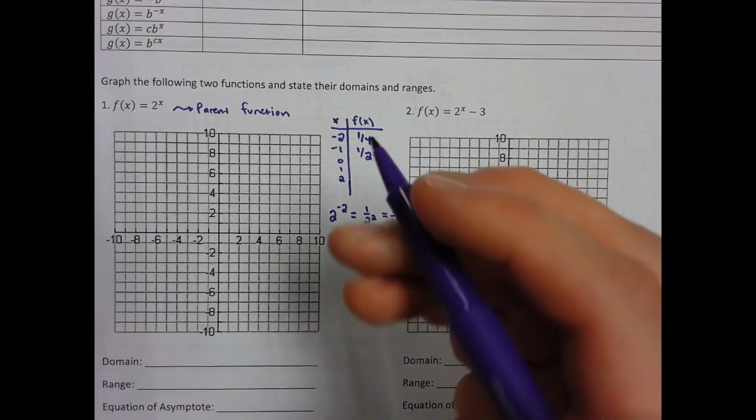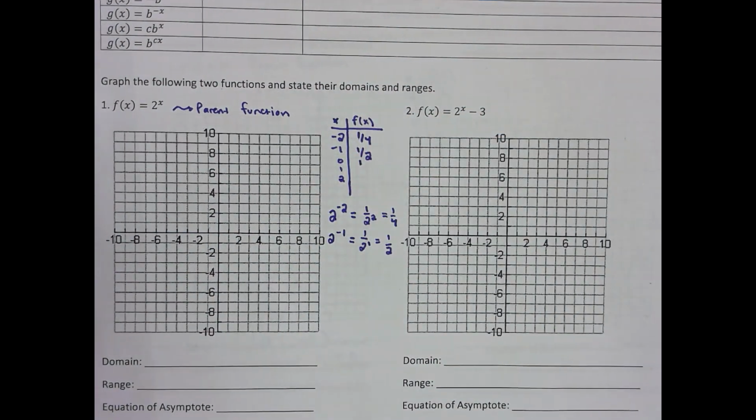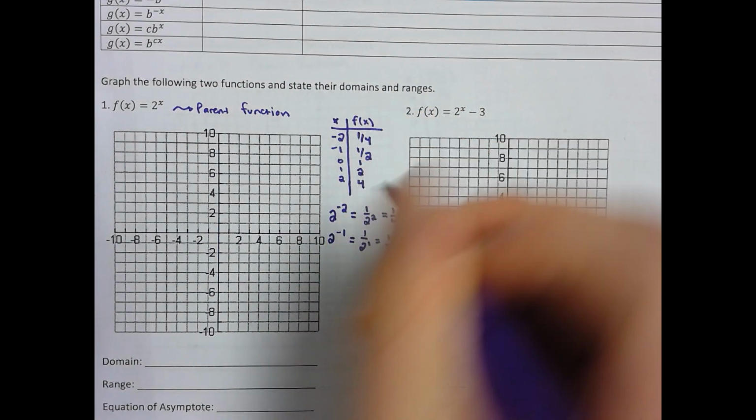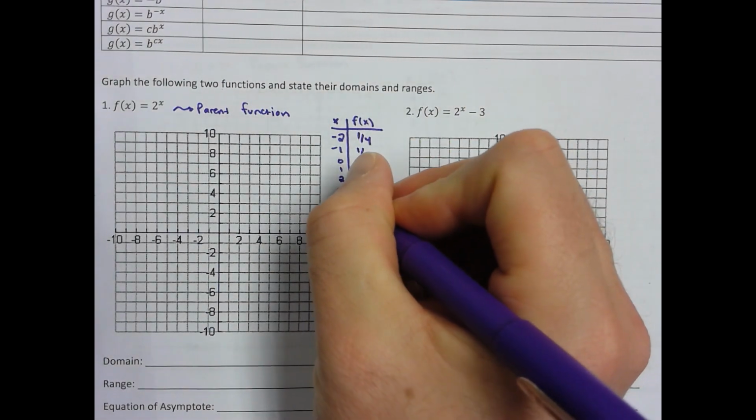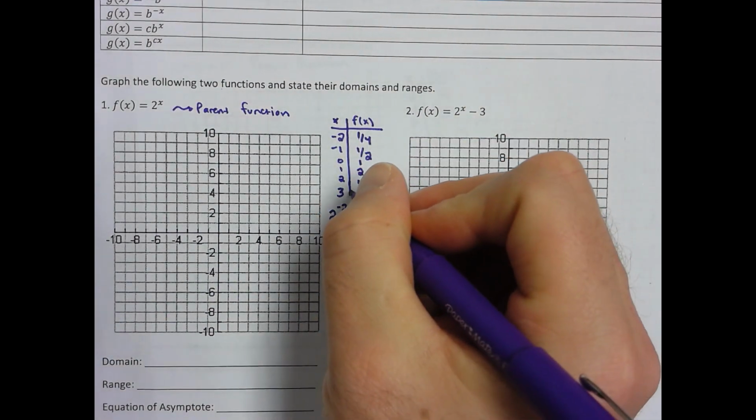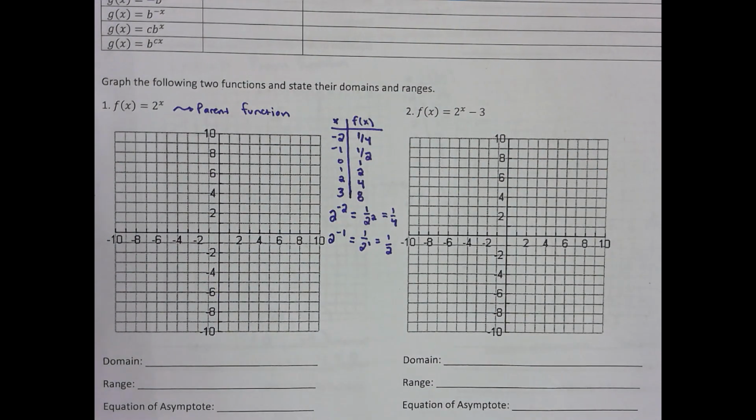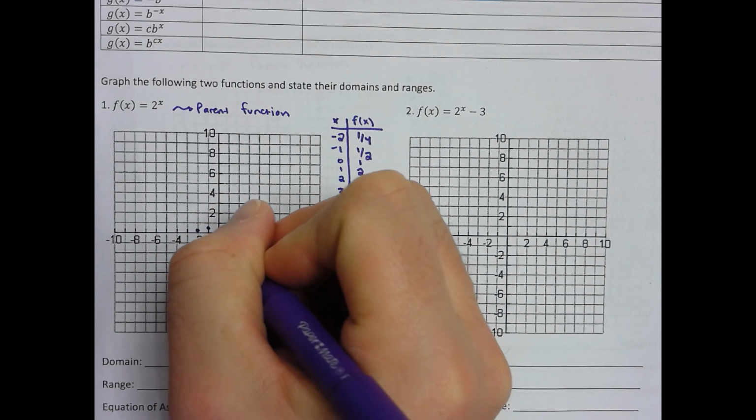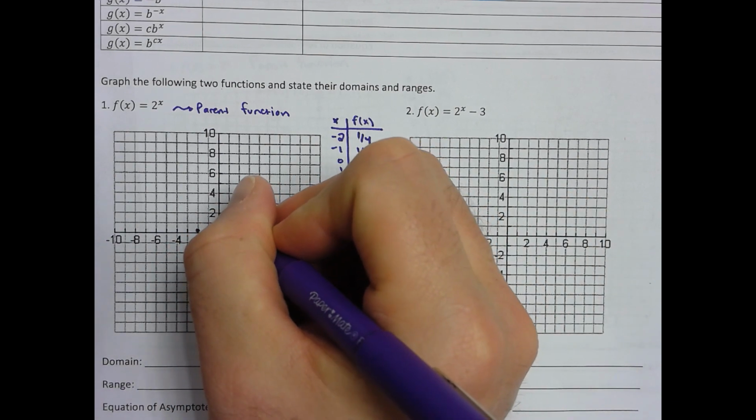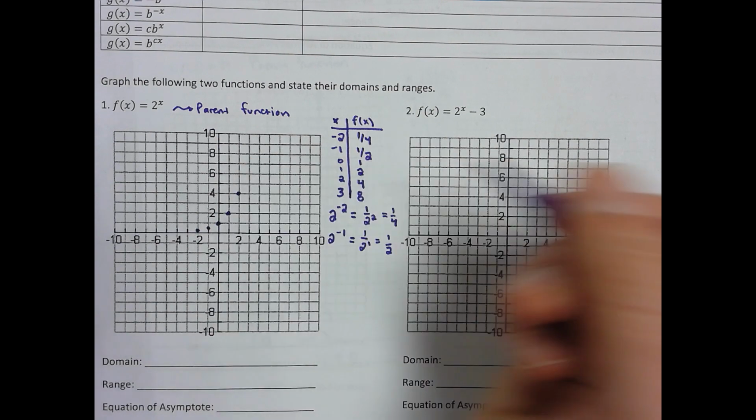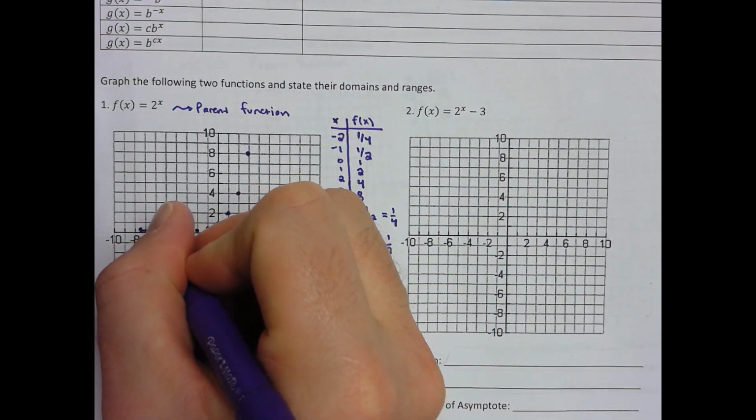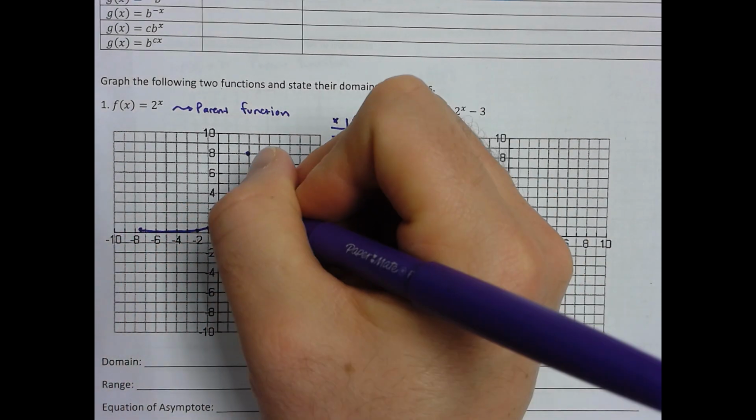Anything to the power of 0 is 1 itself. And then the positive exponents we usually don't have much issue with. So 2 to the power of 1 is 2, 2 squared is 4. And I think we can actually get a value that fits on our graph for 3. 2 to the power of 3 is 8. So we're going to go ahead and plot all of these points. -2, 1/4; -1, 1/2; 0, 1; 1, 2; 2, 4; and 3, 8. This is the graph of our parent function.